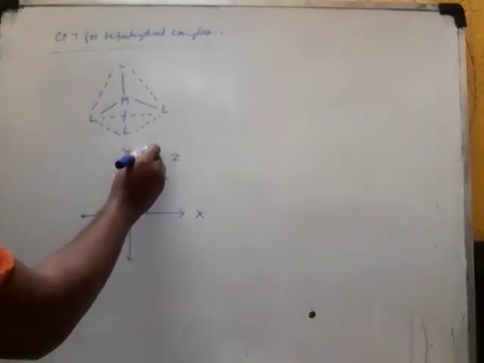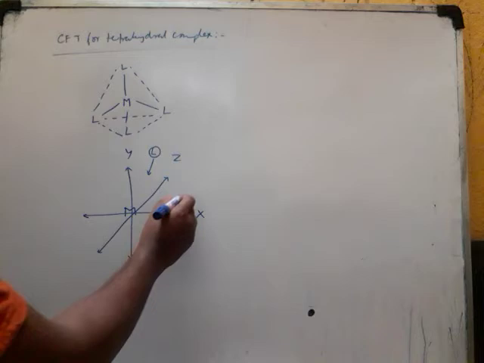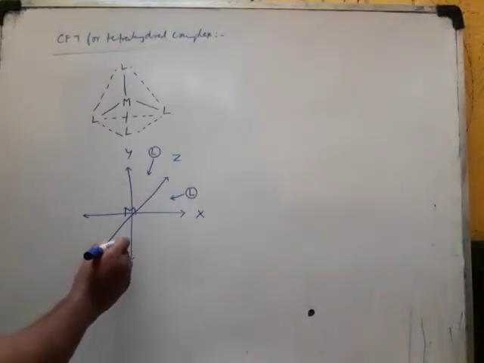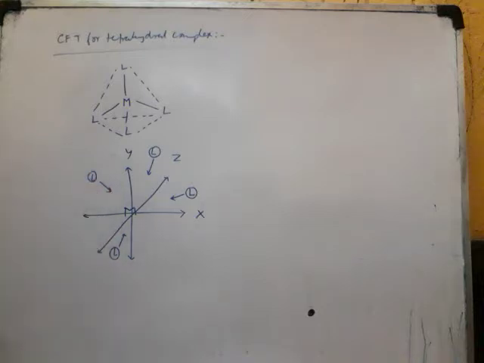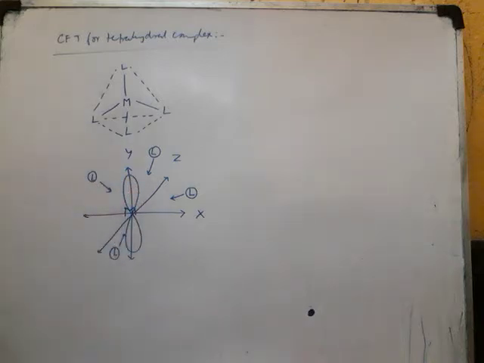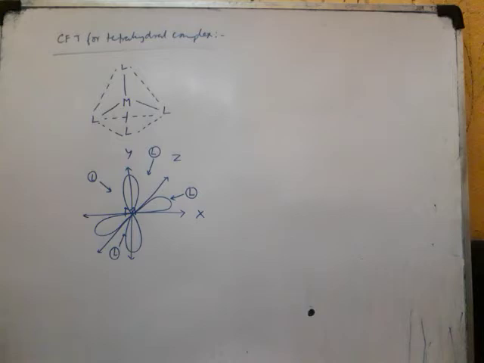That means if one of the ligands comes towards the central atom from this position, then one of the ligands comes from this area, one from this area and one from this area. And you know, in a coordination complex there are 2 types of d orbitals. One type of d orbitals are along the axis, dx square and dz square, and one type of orbitals are in between the axis, like dxy, dyz and dzx.